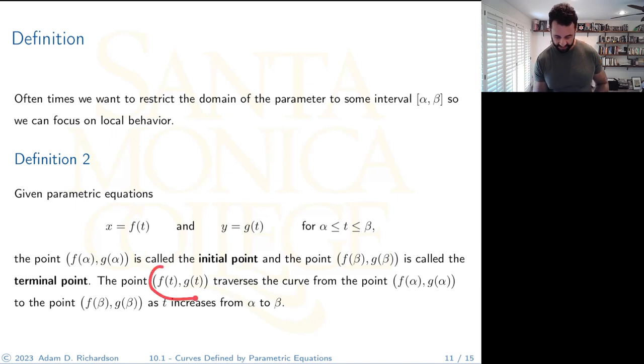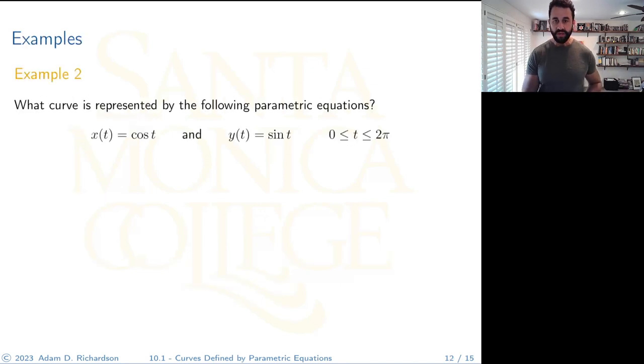Now the point f of t, g of t traverses the curve starting at the initial point and ending at the terminal point as t goes from alpha to beta. So not too bad. Basically, it's just saying, hey, if you've got bounds on t, then you can talk about where the curve begins and where the curve ends, and you can talk about going from here to there. That's the idea. All right.